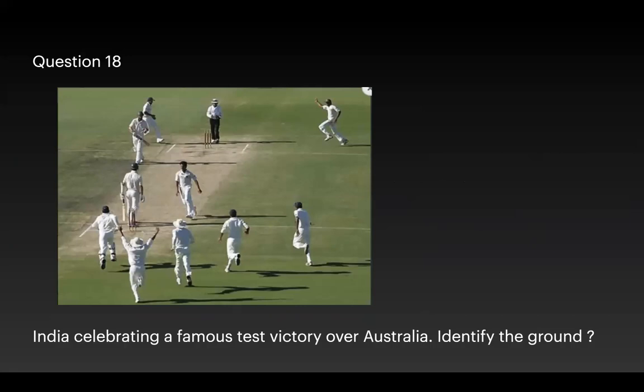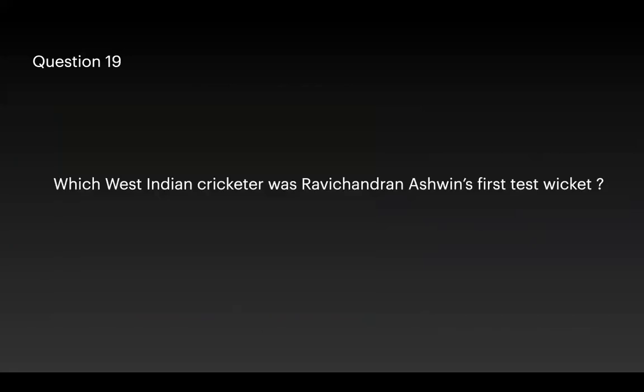Question number 19, direct question to Aztecs. Here goes. Which West Indian cricketer was Ravichandran Ashwin's first test wicket? Is it Darren Bravo? Confirm. That is the right answer. It is Darren Bravo. Good answer. That's a huge 6. Brilliant.